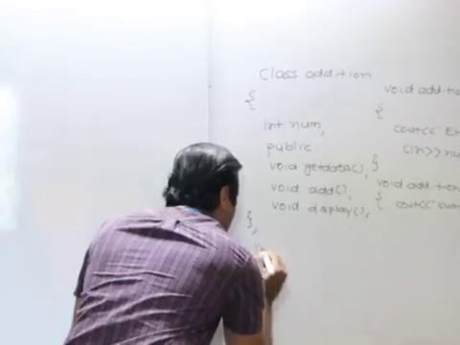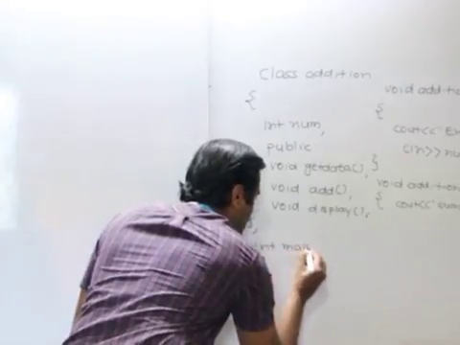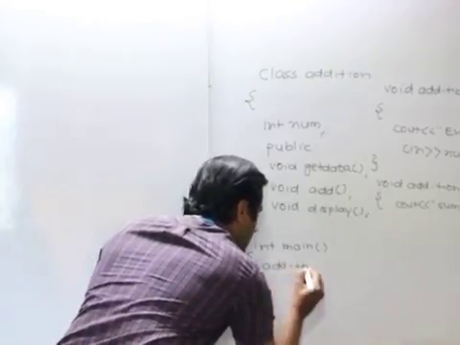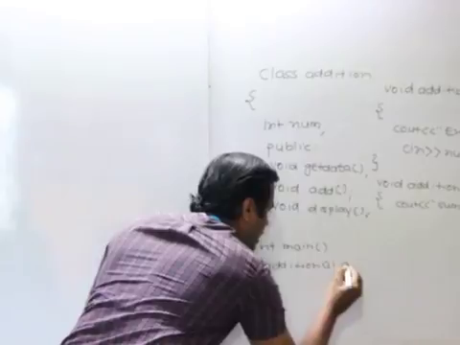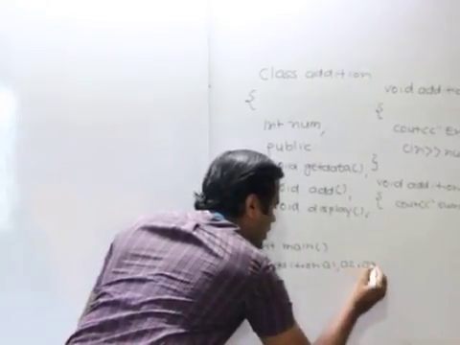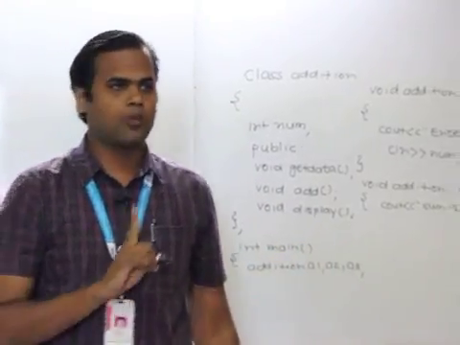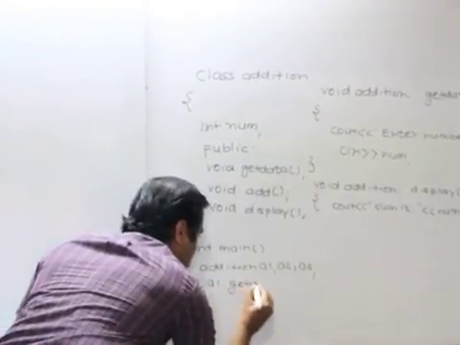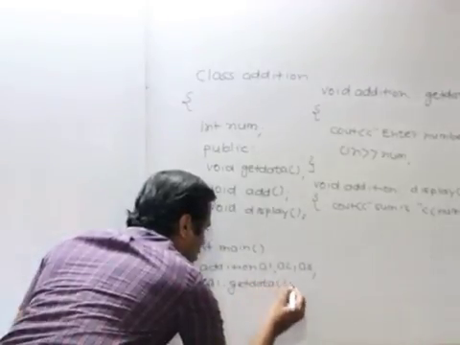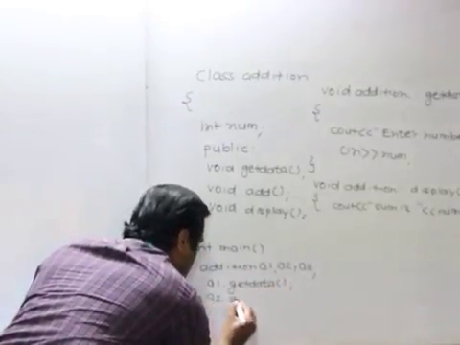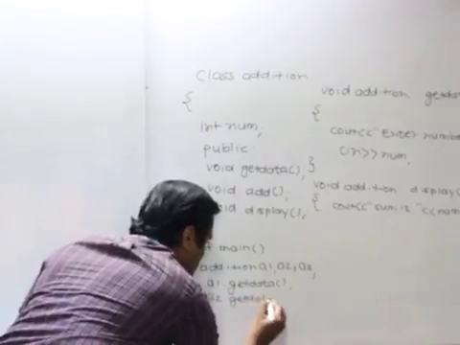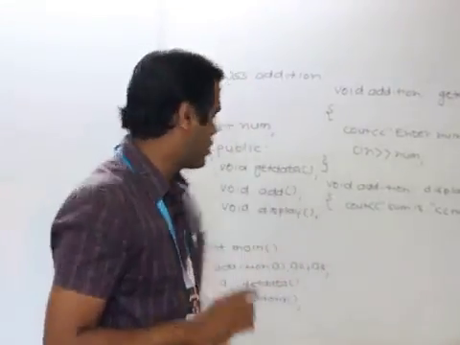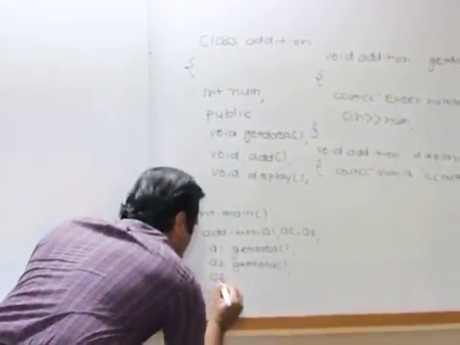So here is integer main, where I will create 3 objects. It is Addition, and I will create a1, a2, a3. I have created 3 objects. How many objects? 3 objects. Now it is a1 dot getdata, so I will accept the first number, a1 dot getdata. Then it is a2 dot getdata. And I want to store the addition into the object a3, so it is a3 dot add.